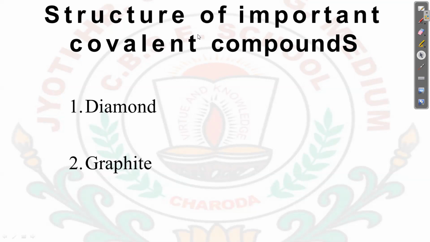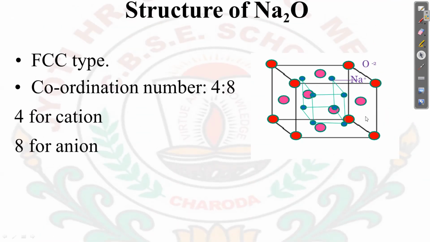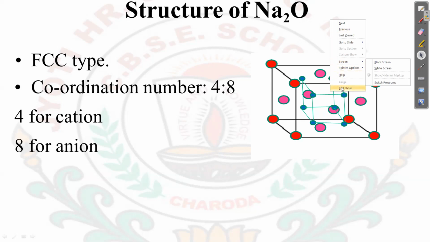In the next class, we will see the structure of important covalent compounds, which are diamond and graphite. I am ending this class here. Today we discussed the different types of cubic unit cells, the primitive unit cell and the centered unit cells, and some of their examples. Let's meet in the next class.